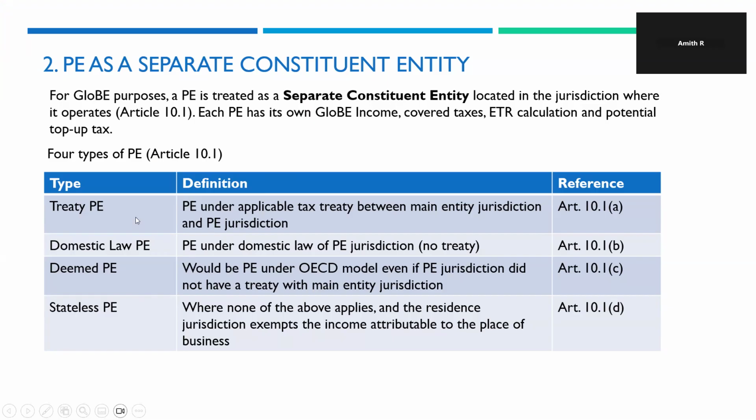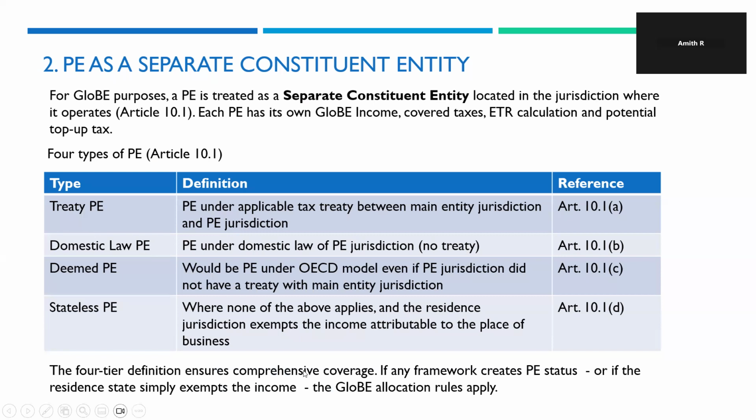The beauty of defining four types of PE is that none of them will escape it. Whatever is not in one, two, or three will be four. So all kinds of PE setups can now be given a name: it's either a treaty PE, a domestic law PE, a deemed PE, or a stateless PE. This would be more important while calculating covered taxes, but this is just the definition. The four-tier definition ensures comprehensive coverage. If any framework creates PE status, or if the resident simply exempts income, no-income rules apply.